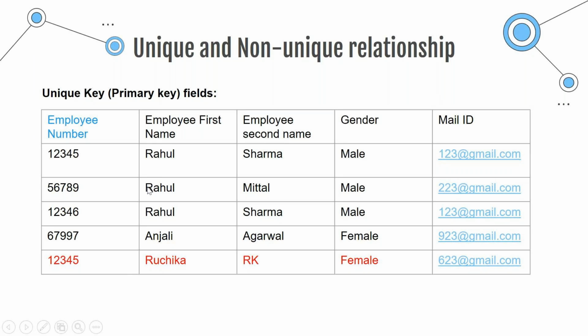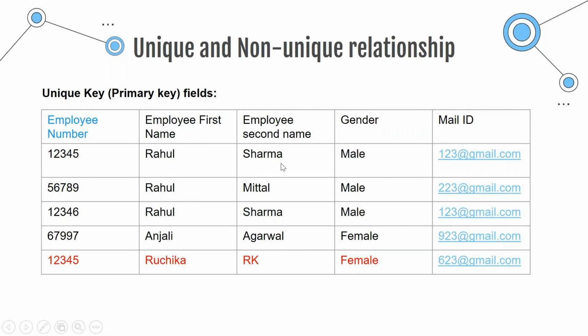See, but if you observe, Rahul is repeating thrice, Sharma is repeating twice, male and female is also repeating. Mail ID also I repeated, because normally it will not be repetitive, but still, because I made this a non-key field, that is the reason I repeated it here. Normally in real time it will not be repetitive, I know, but just for the example purpose I repeated it here. Employee first name, second name, gender can all be repetitive. Why? Because these are non-key fields, not a primary key.